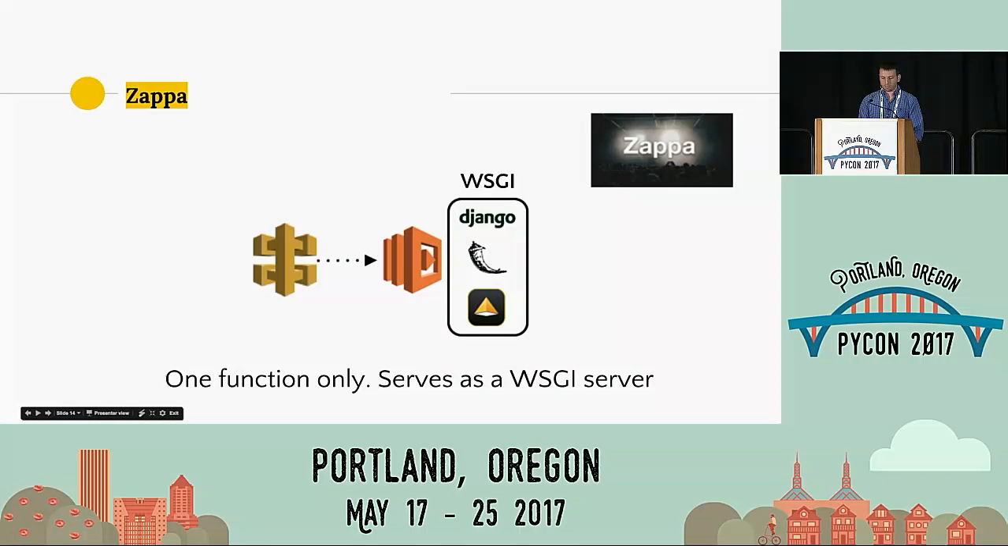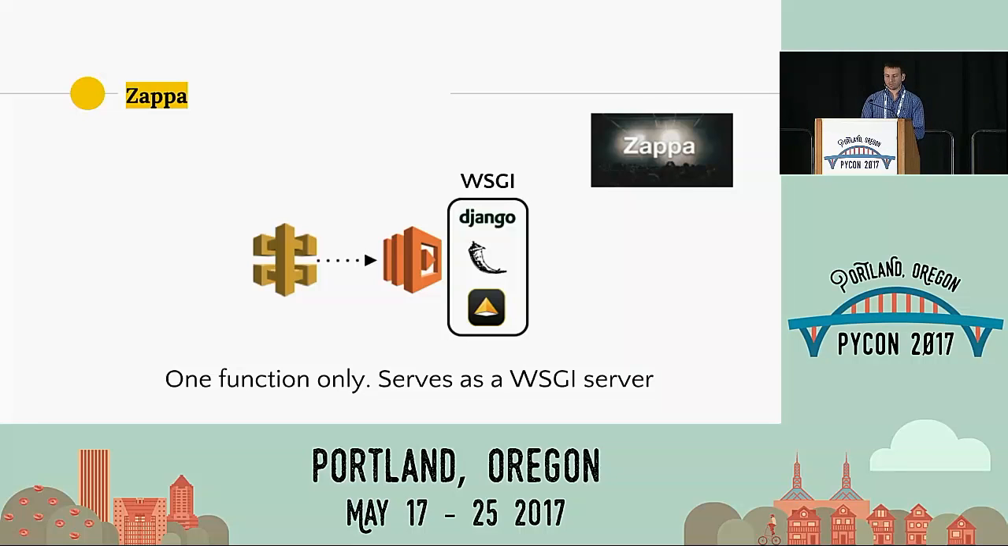Let's see another example that is unique for Python, and this is a framework called Zappa. It was developed by Rich Jones. And the idea of Zappa is that if you already have a WSGI server, for example, you have Flask or Django, and you want to take it as a whole and deploy it to Lambda because you don't want to manage your servers, you can use Zappa for this.